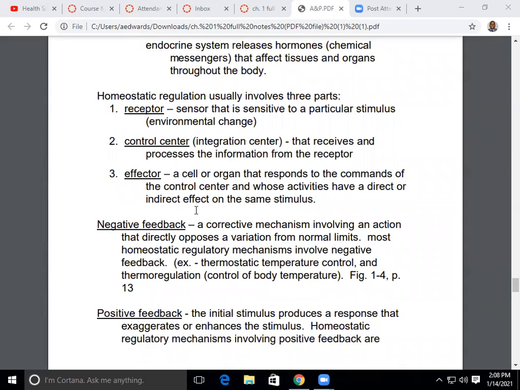Homeostatic regulation usually involves three parts: a receptor, a control center, and an effector. The receptor is sensitive to some stimulus, some change in your environment. So you get some change, and the receptor senses that. Then the receptor sends information to the control center, or integration center, which processes the information it received from the receptor.